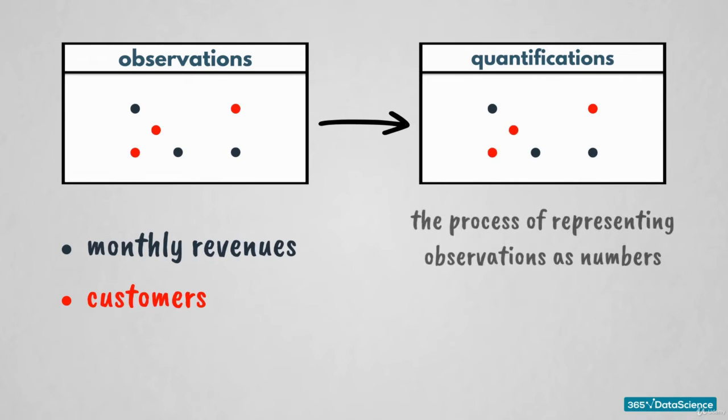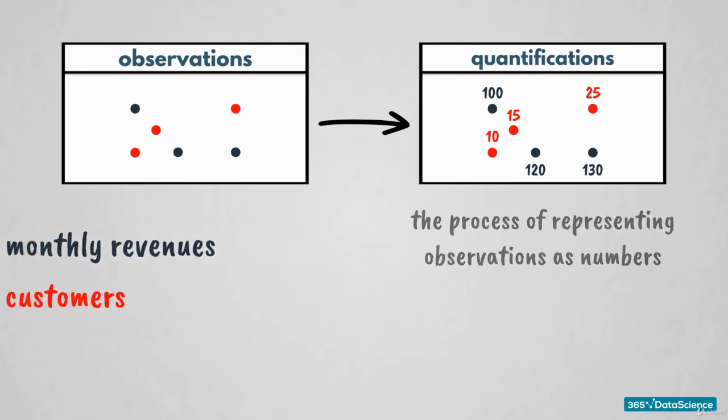Quantification is the process of representing observations as numbers. For instance, you can say your revenues from new customers for January, February, and March were $100, $120, and $130 respectively, while the corresponding number of new customers for the same 3 months were 10, 15, and 25.